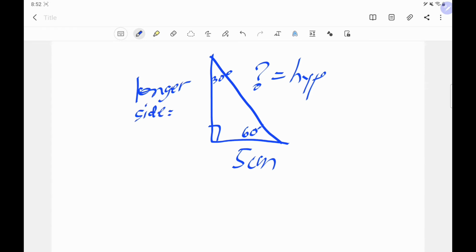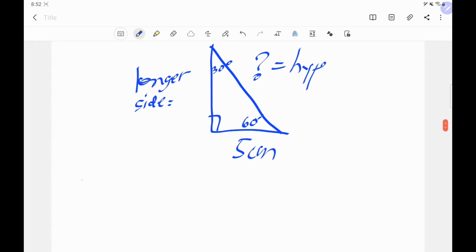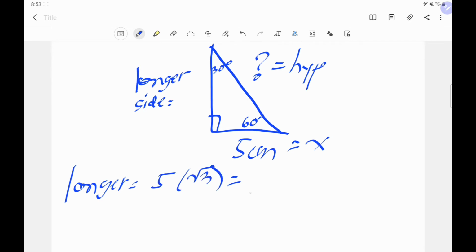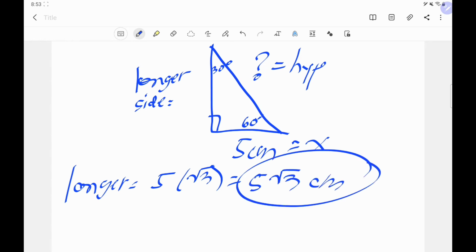All right, to be able to solve for the longer side, we just have to multiply the shortest side, which is what? Your shortest side is 5 centimeters. That means 5 multiplied by square root of 3, which is equal to 5 square root of 3 centimeters. That's your answer for the longer side. So that means this is 5 square root of 3.